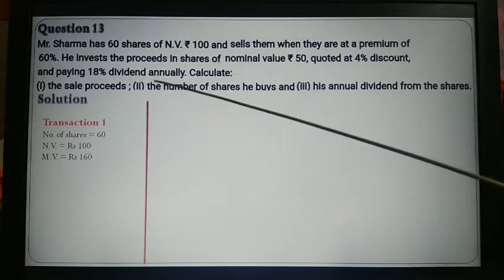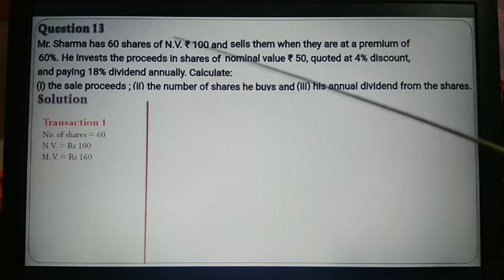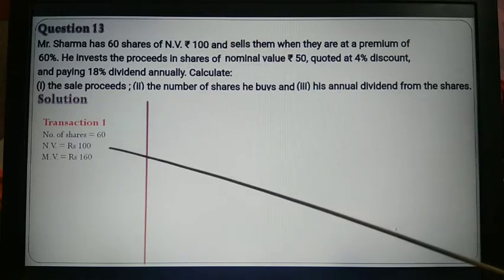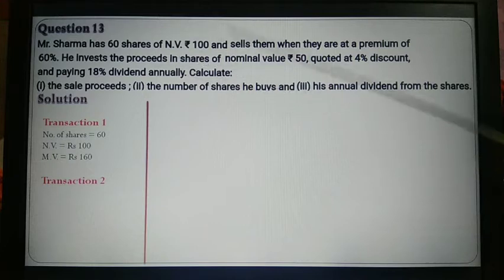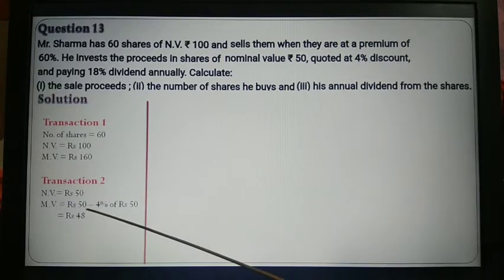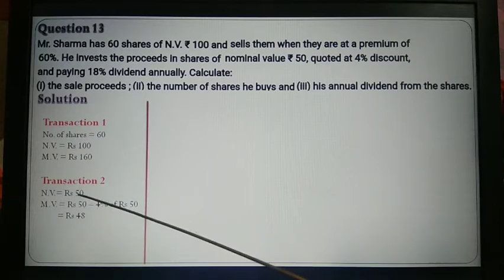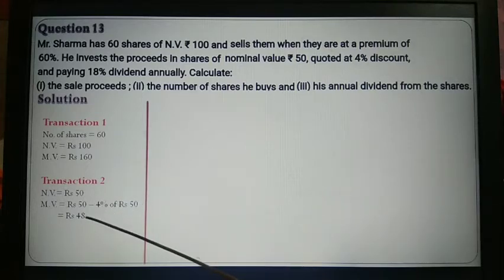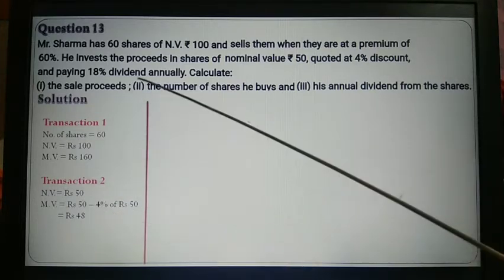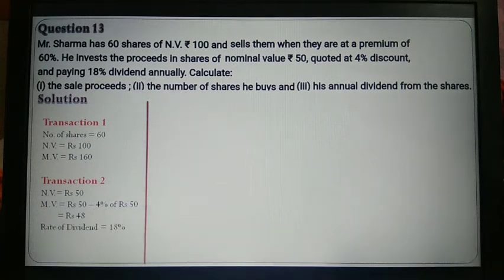Now in the second transaction, whatever amount he receives by selling the earlier shares, the nominal value is rupees 50 and it is being sold at a discount of 4%. So my market value is going to be 50 minus 4% of nominal value, that is 50, so it's going to be rupees 48. So my market value for the next transaction is 48 and rate of dividend is given to be 18%.